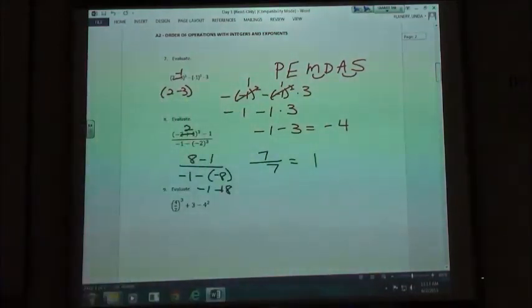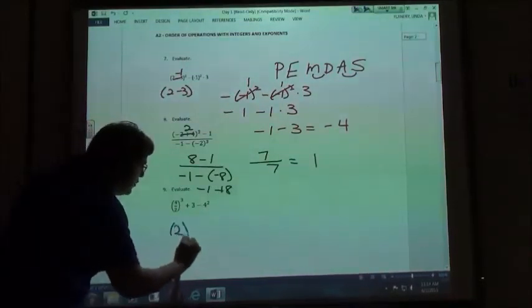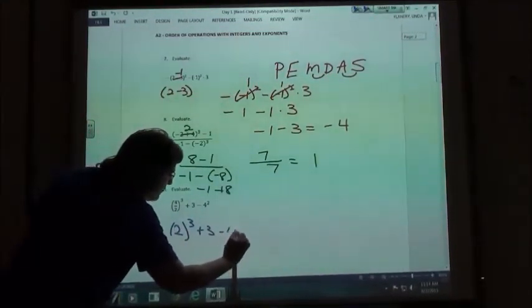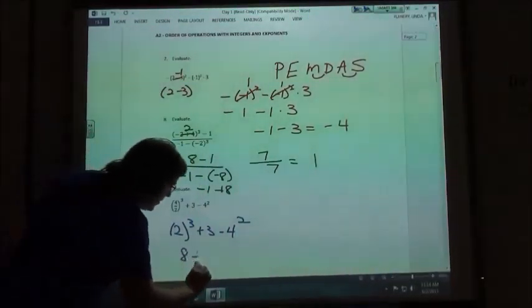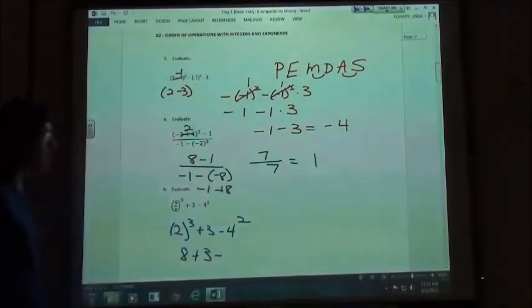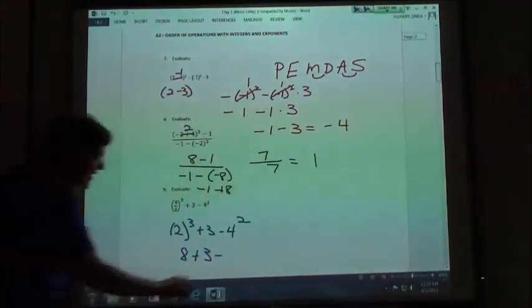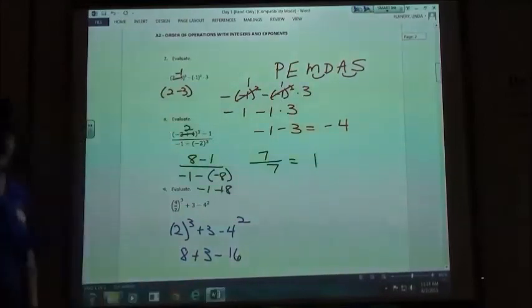Number 9 then. I want to simplify inside my parenthesis because there's not just one number there. 4 over 2 would simplify into 2. So 2 cubed plus 3 minus 4 squared. Doing my exponents, 2 cubed is 8. So 8 plus 3 minus, and 4 squared is 16. Notice I didn't square the negative, I just squared the 4 because there's not parentheses there.